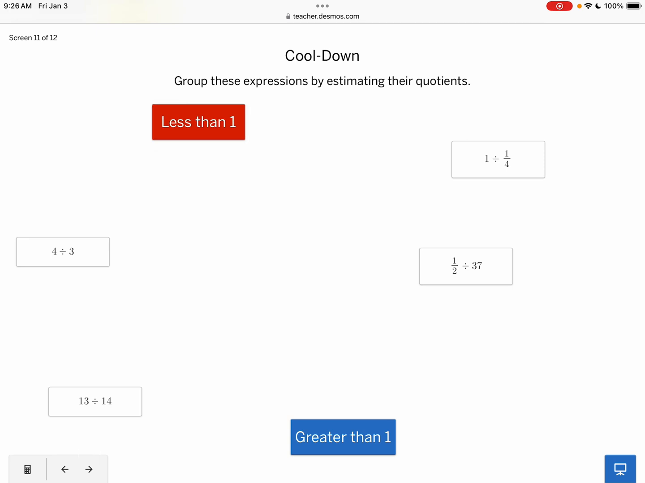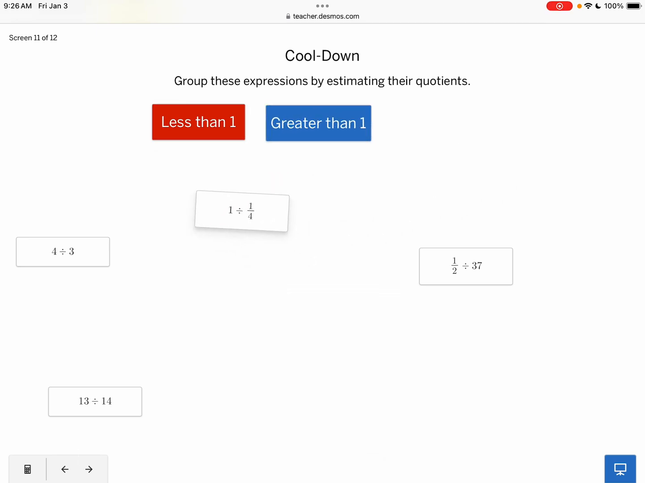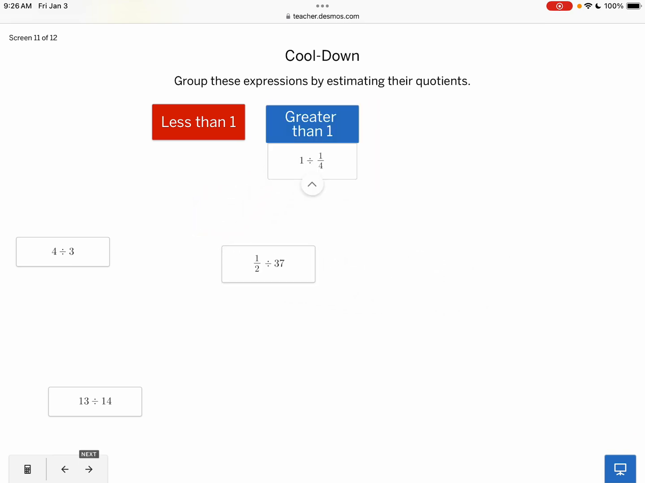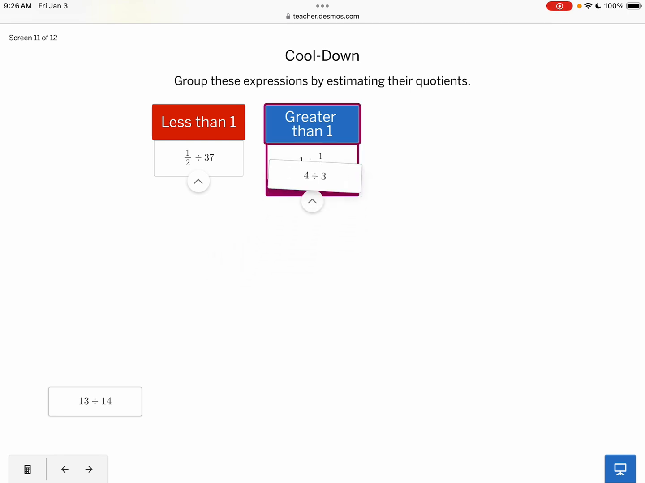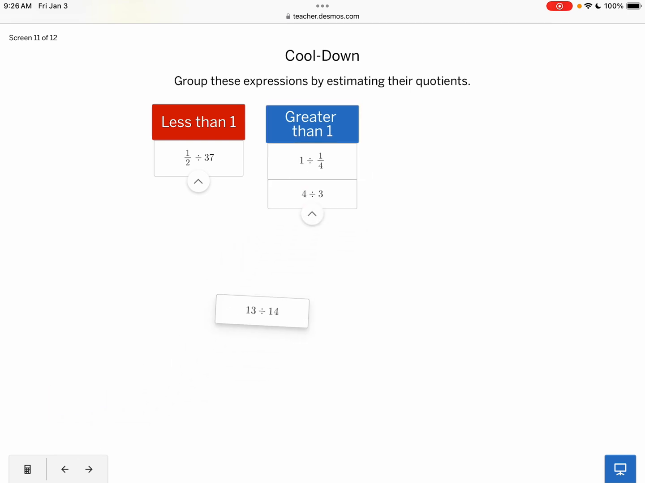So we need to group these expressions. Our first one is 1 divided by 1/4. Well, 1 is bigger than 1/4, so that would be greater than 1. Next one, we have 1/2 divided by 37. 1/2 is smaller than 37, so that is less than 1. Next, we have 4 divided by 3. Well, 4 is bigger than 3, so that would be greater than 1. And lastly, we have 13 divided by 14, and 13 is less than 14, so that would be less than 1.